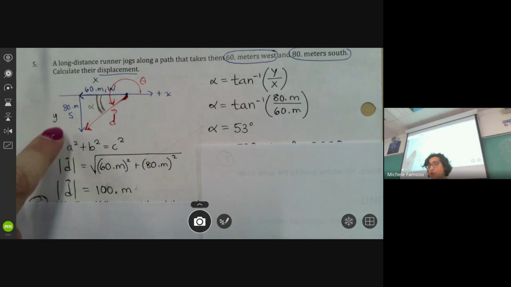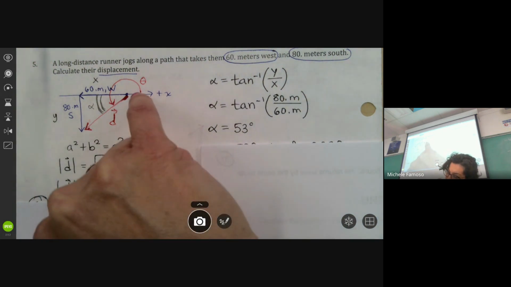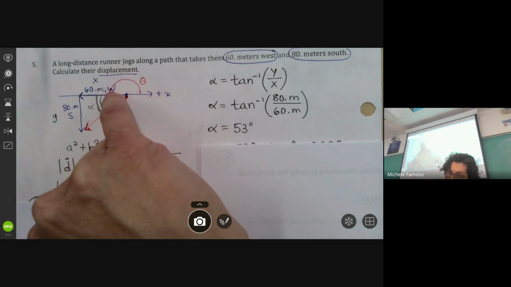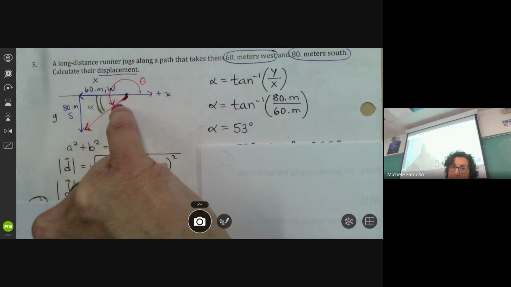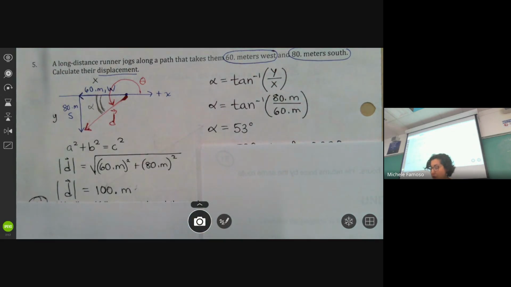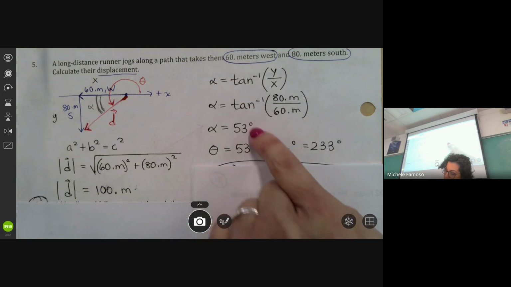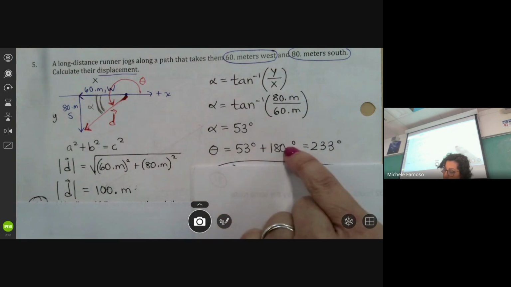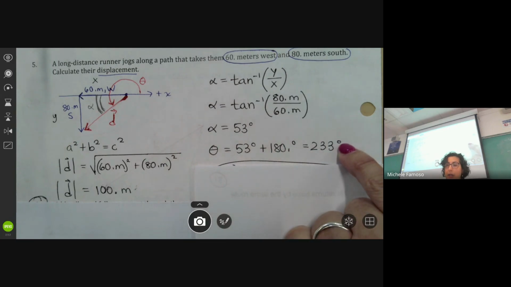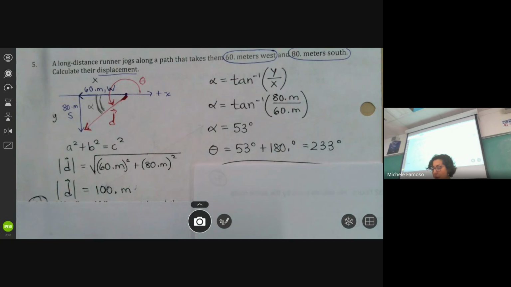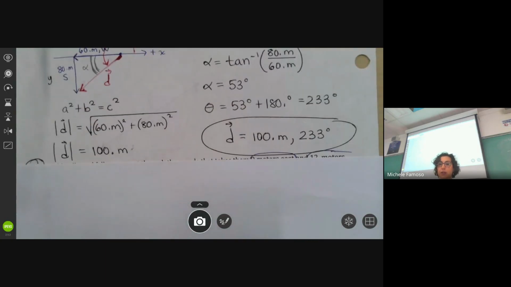But this is in quadrant 3, which means that our answer is between 180 and 270. My 180 degrees is from here to here. I have to go beyond that by the amount we just found. So I'm going to add 180 to the 53 degrees. Make sure you include these degree symbols, please. Those are the units. That gives us 233 degrees. So my final answer is that the displacement is 100 point meters, comma, 233 degrees.